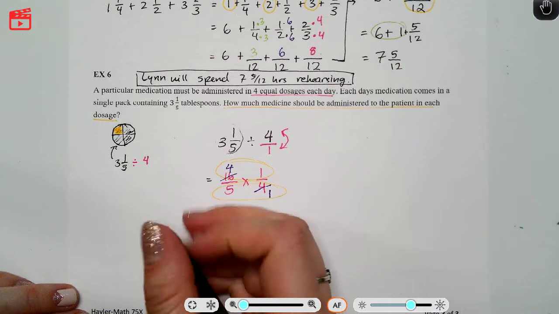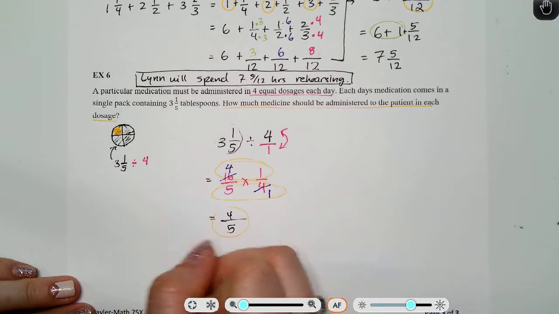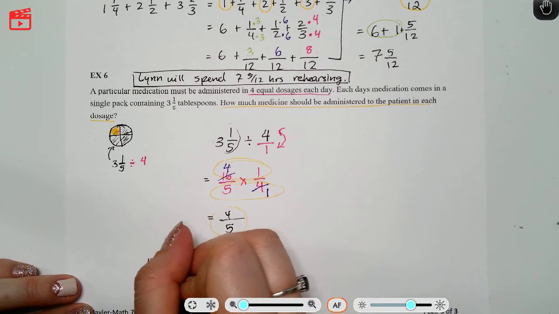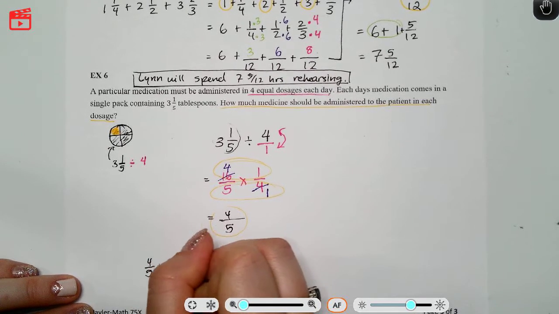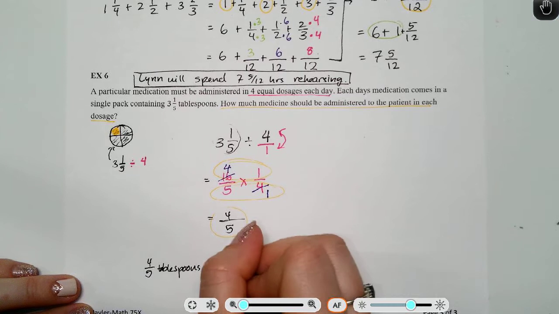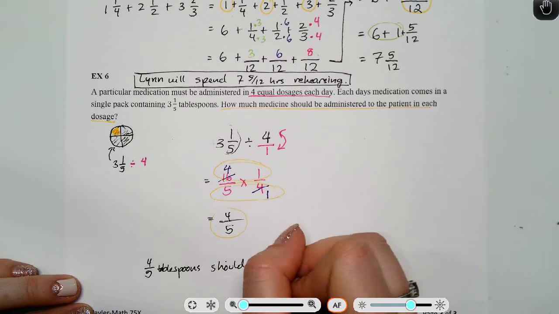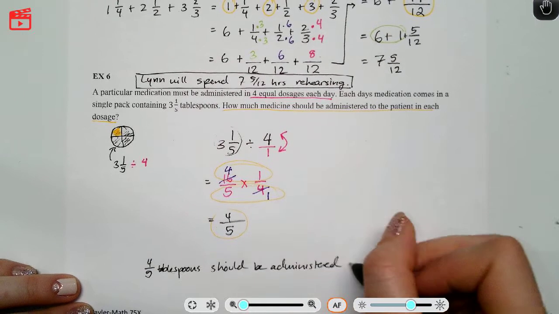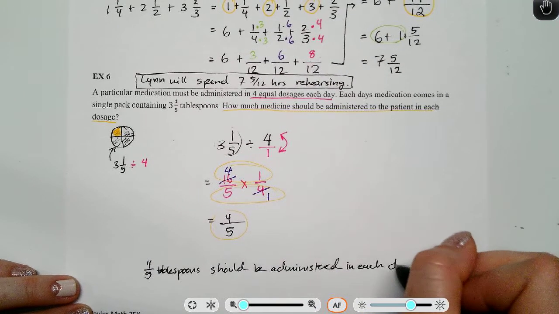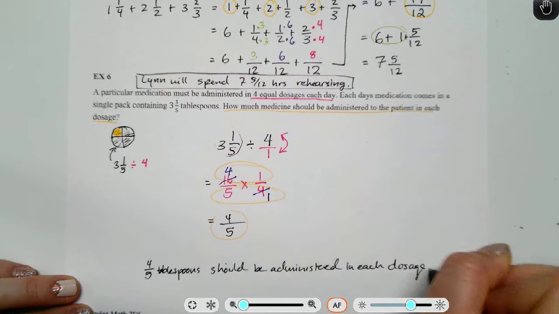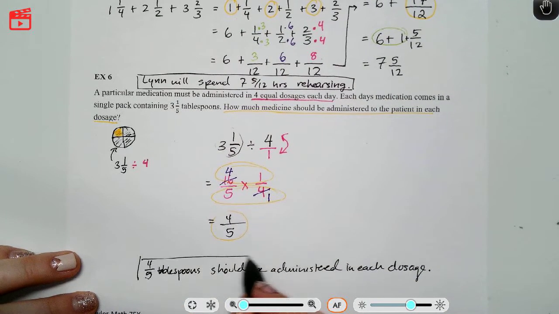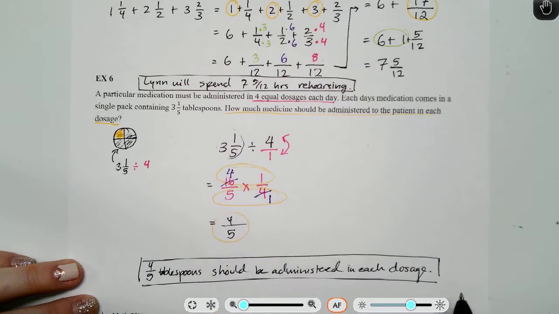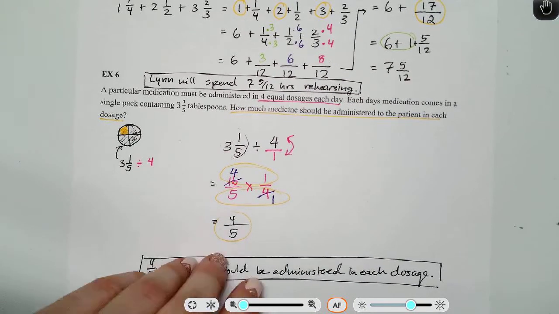So how much medicine? 4/5 tablespoons should be administered in each dose. Okay, remember, complete sentences with a period, box your answer. All right, and there we go. That was example 6.